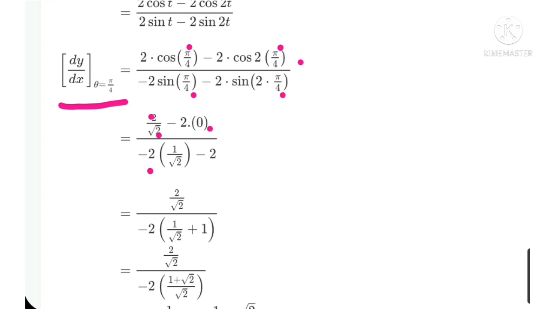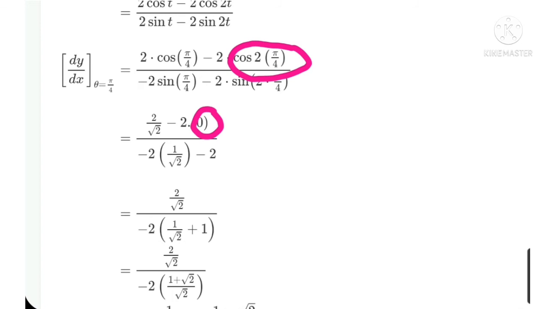minus 2 cos, sin pi by 4 is 1 upon root 2, and here sin pi by 2 is there. Sin pi by 2 is 1. 2 ones are 2, 2 twos are 4, meaning cos pi by 2. Cos pi by 2 is 0, and here sin pi by 2 is 1.